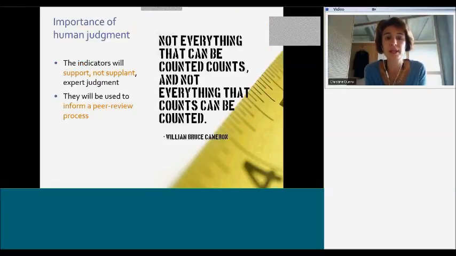So these indicators will be used by human beings. It's not the aim to just have numbers and then calculate a score and say whether that resource is a core resource or not. Susanna will talk you through the process. They will be used to inform a peer review process. So the human judgment is, of course, central in the whole process and will not be replaced, but will be supported by the different numbers and indicators that will be gathered.